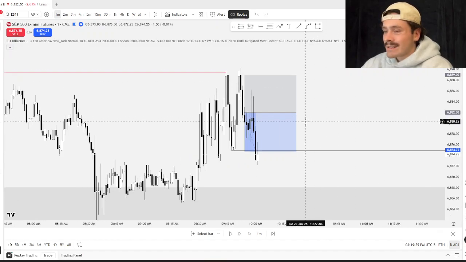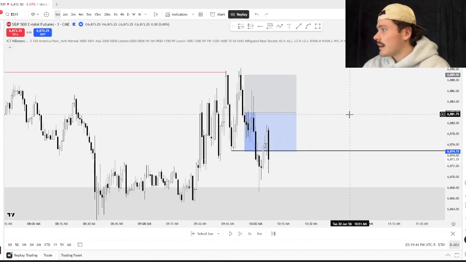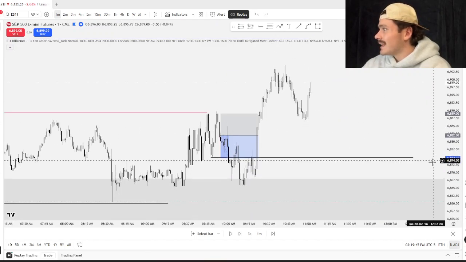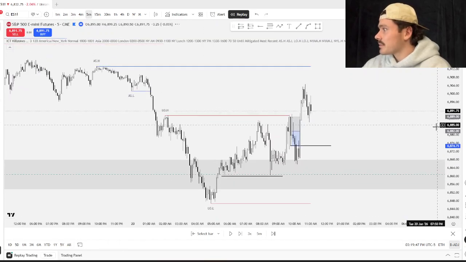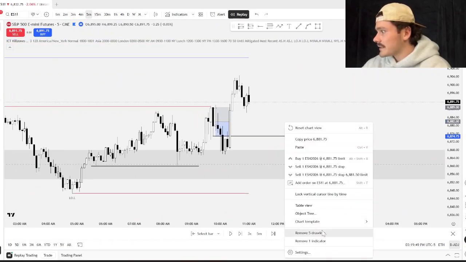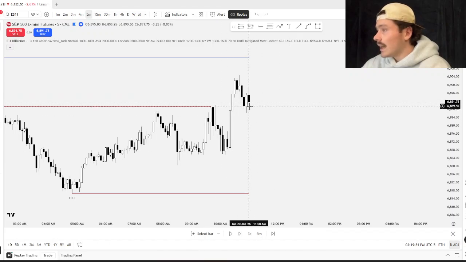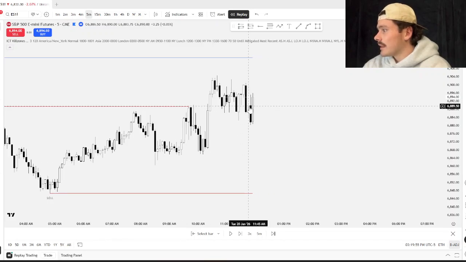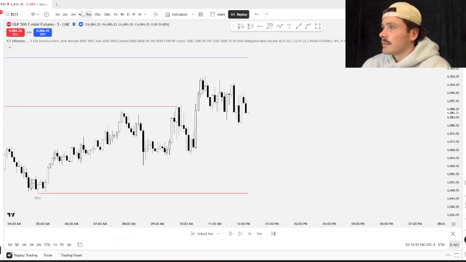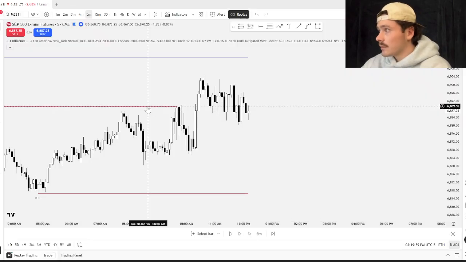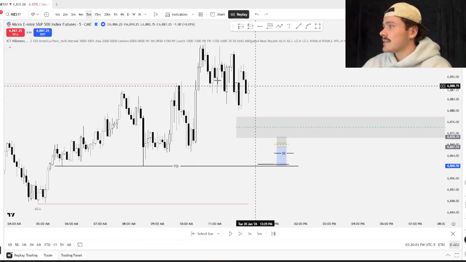And then that was it for the AM session. We end up chopping around, and then we rip higher. Kind of not the clearest or cleanest price action today. Definitely some chop. But at this point, I'm off the charts, and then I come back on for the PM session here for those perfect equal lows I was talking about. And this is what ends up happening here.